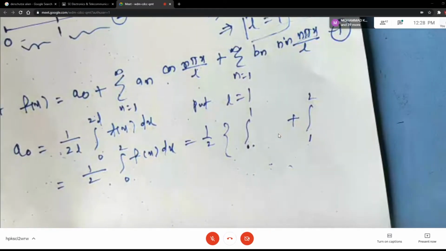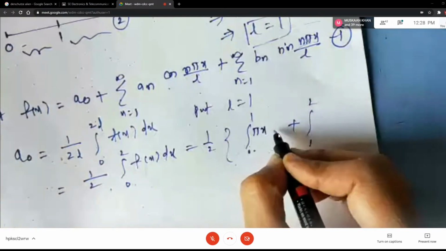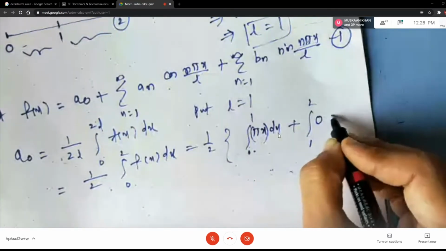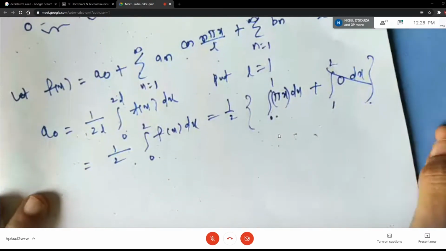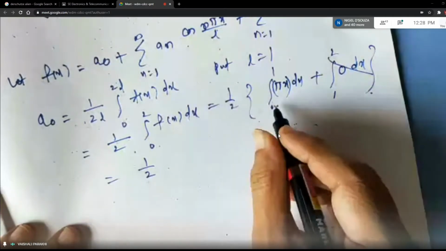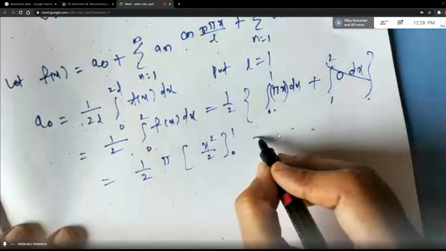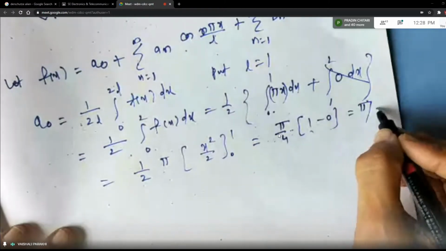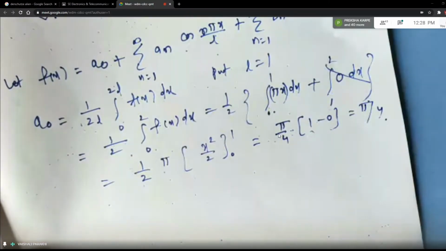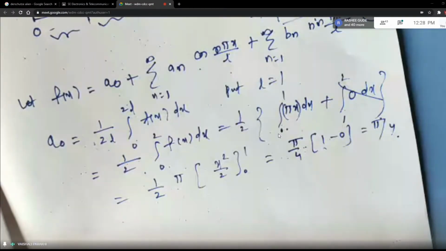Because it is according to your problem. In your problem itself, the function is divided in two intervals. What is f of x in the first one? Pi x. What is f of x in the second one? It is 0. Right? So the integral of 0 is 0, so the second integral is vanishing. 1 by 2. Pi is a constant, take it out. Integral of x is x square by 2. Limits are from 0 to 1. Constant out. So it will be pi by 4, 1 square is 1 minus 0. So you get pi by 4. So your value of a naught is pi by 4. Normal integration, students. Any doubt?